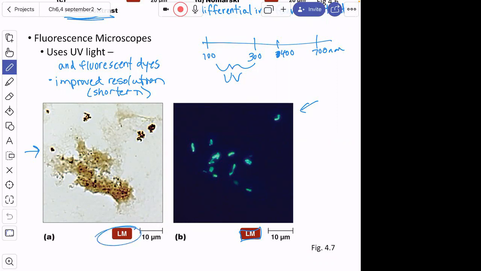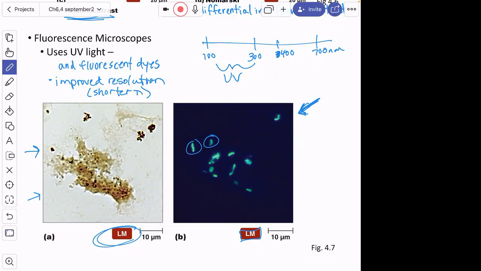But then if we have dyes that will stick only to a certain protein on the outside of that tuberculosis bacterium, and when you look at that under fluorescent microscopy, you can see those bacterium fluoresce. Okay, so it's a really kind of powerful tool to enable us to see some microbes that otherwise would be hard to see that were there.